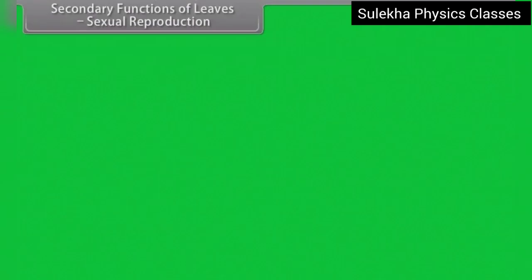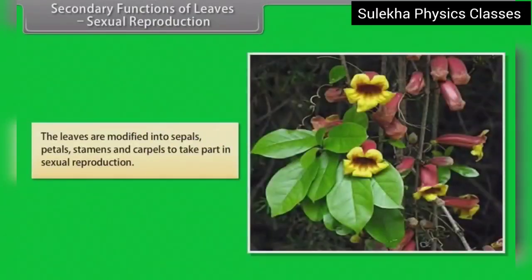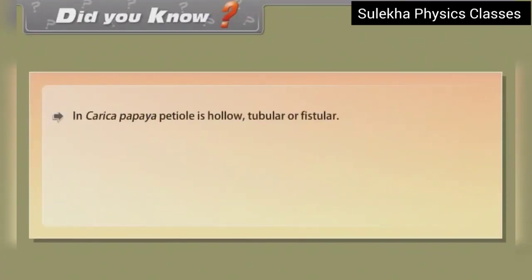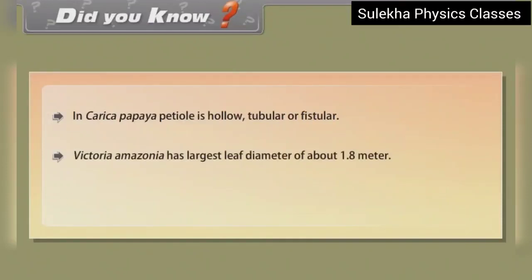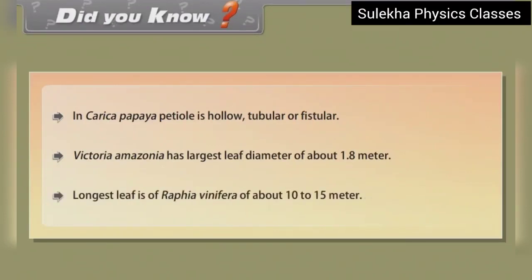Secondary functions of leaves. Sexual reproduction. The leaves are modified into sepals, petals, stamens, and carpels to take part in sexual reproduction. Did you know? In Carica papaya, petiole is hollow, tubular, or fistula. Victoria amazonica has the largest leaf, diameter of about 1.8 meter. Longest leaf is of Raphia vinifera of about 10 to 15 meter.